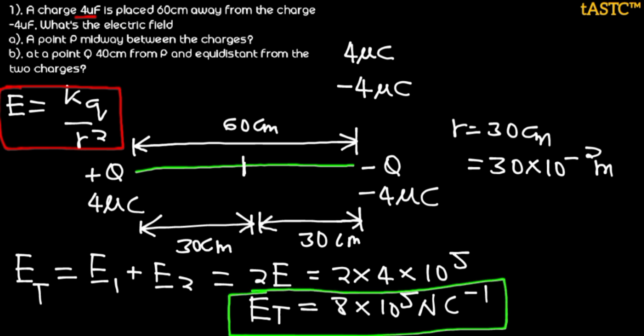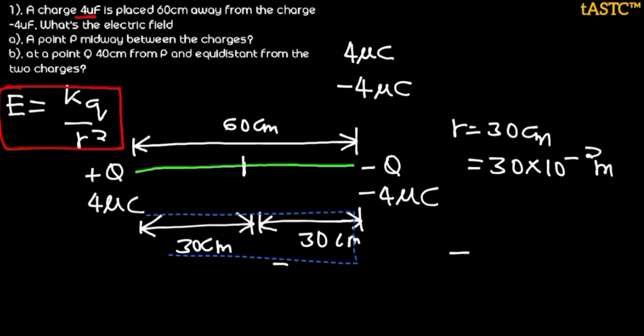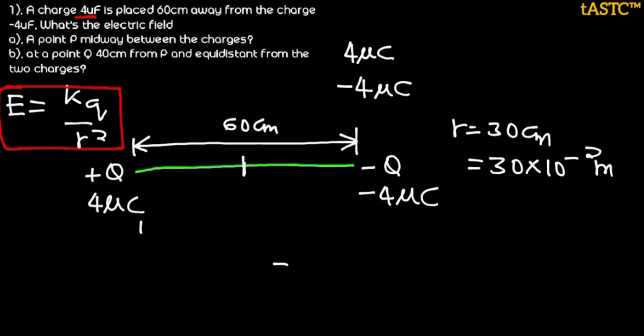Now we need to find out what is going to be the electric field at a point Q. So let us see how we're going to find that. So I need to take these out. I'm going to take these out also, and take these. Here we're told: what is going to be the electric field at a point Q, 40 cm from P and equidistant from the two charges.